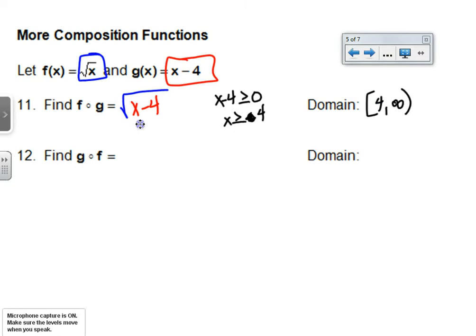When I go the other direction in g of f, instead of x minus 4, I'm going to put blank minus 4, because in place of the x, I'm supposed to put the other function, which is square root of x. So my function is just simply square root of x minus 4. I do have a domain issue. What's underneath the radical, which is just plain old x, has to be greater than or equal to 0. So my domain is 0 and everything bigger. The negative 4 doesn't affect the domain at all. It just shuffles the function down 4 units, but that doesn't affect domain.